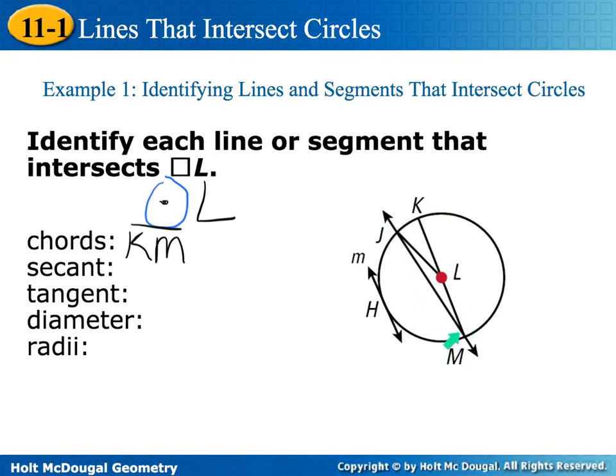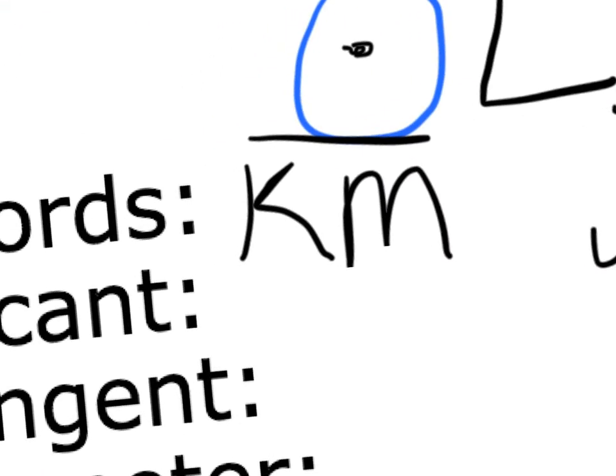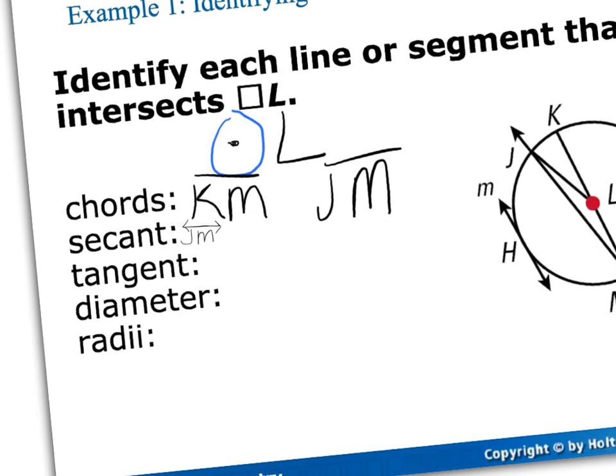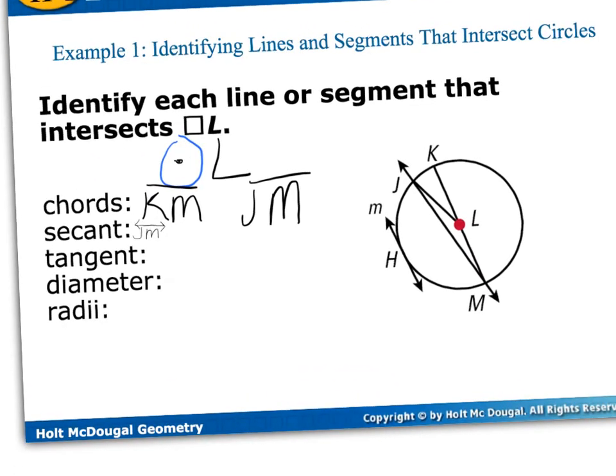So JM is kind of like a chord, but it's also a secant. So when I write JM like this, it's a chord. When I write JM like this, it's a secant. So make sure you're able to distinguish the two. Secants always have a chord. If I just use the points, it's a chord. If I put the arrows above it, then it's a secant. KM, you cannot put arrows because it doesn't continue on.